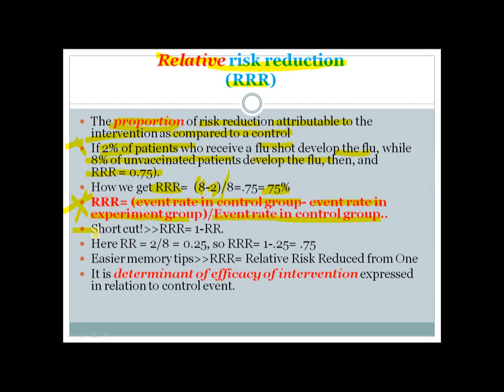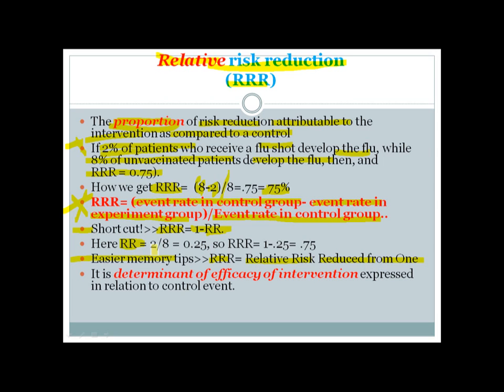And there is a shortcut for calculating RRR, which is 1 minus RR. For easier memory, you can memorize it as RRR is the relative risk reduced from 1. So relative risk reduced from 1 is RRR. Here we can calculate the RRR by using RR.